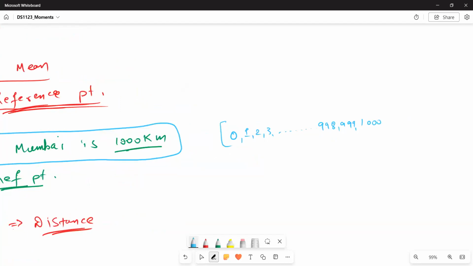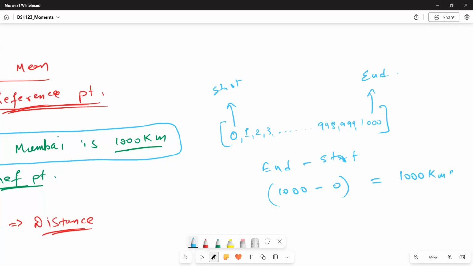So if you see this, this is the starting point and this is the ending point. Now to find the distance, we can simply subtract the starting point from the end point. Let's say 1000 is my end point, 0 is my starting point, and hence I come to the conclusion that the distance is 1000 kilometers. Agreed? You can simply raise your hands if you agree to this.